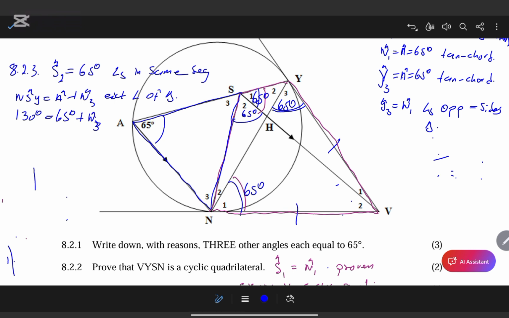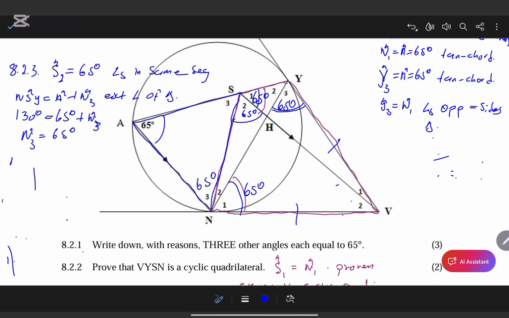Now, you're simply going to transpose the 65 degrees. Therefore, angle N3 is equal to 130 minus 65, which is 65 degrees. So angle N3 is 65 degrees. So if angle N3 is 65 degrees and angle A is 65 degrees, therefore this triangle is an isosceles triangle. You can also claim that the side AS is equal to the side NS.